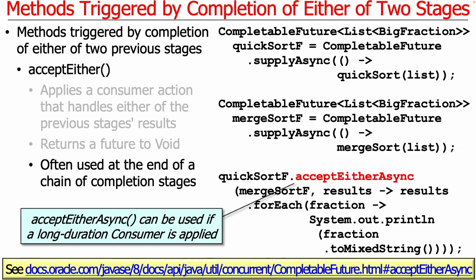Now, as with the other discussion we had earlier about thenCompose, acceptEither can also be run asynchronously if a long duration consumer is applied. Now, this is not really a long duration consumer, so it would probably be overkill to use it in this case. But if you're going to be doing something that's going to take a while to run, acceptEitherAsync could be your solution.